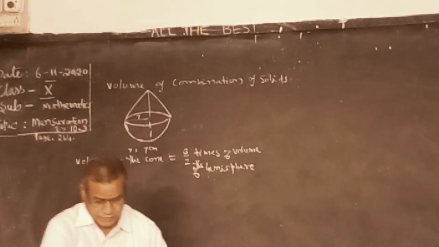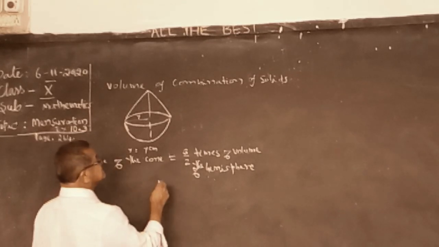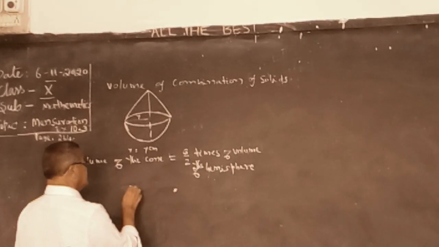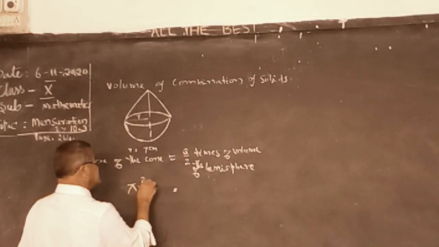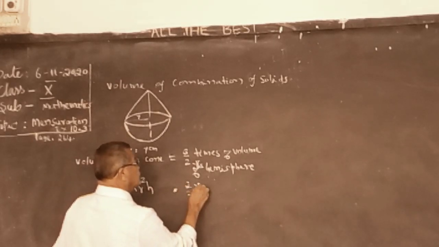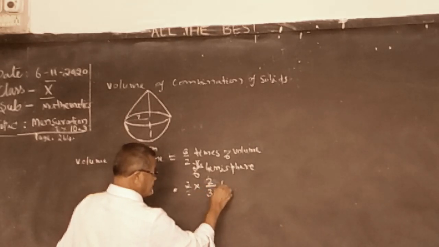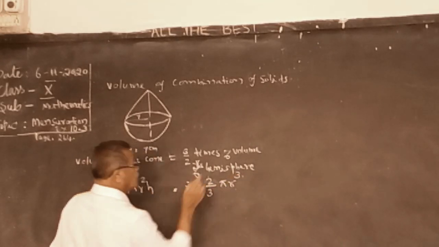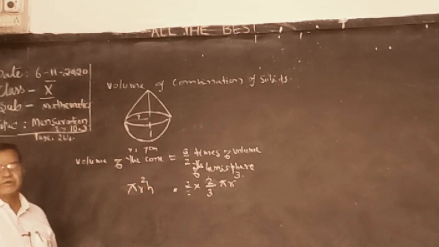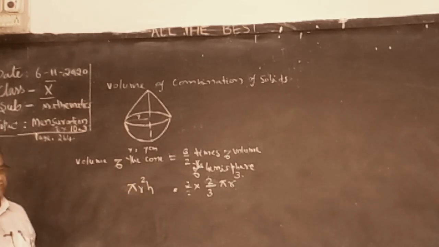Now write the formula. Volume of the cone is equal to pi r square h, which is equal to 3 by 2 times the volume of the hemisphere. The volume of the hemisphere formula is 2 by 3 pi r cube. 4 by 3 pi r cube is the volume of the sphere, and 2 by 3 pi r cube is the volume of the hemisphere, half.